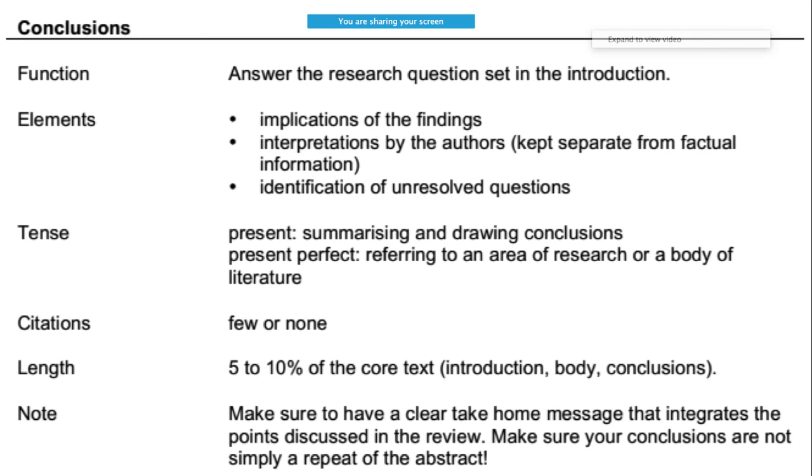The conclusion is typically 5 to 10% of the core text, so it should not be really long. Whenever you write the conclusion, there should be a take home message which integrates or summarizes all the points discussed in the review. It should not be a repeat of the abstract. It should not be the same words which you have written in the abstract. The wordings everything needs to be different. Do you understand? It's really important. Abstract is different, conclusions is different.